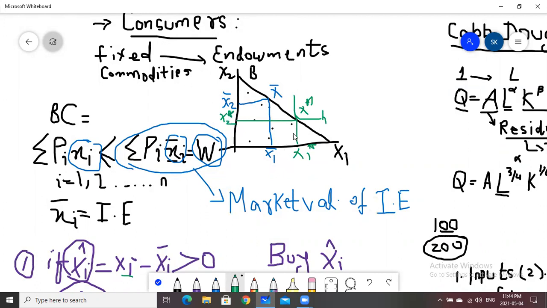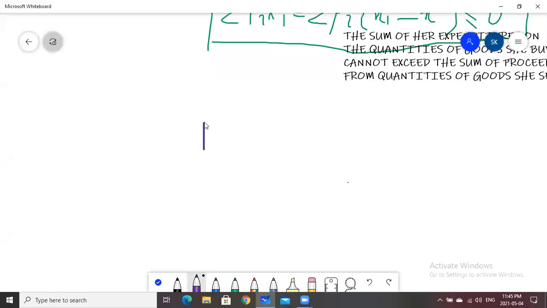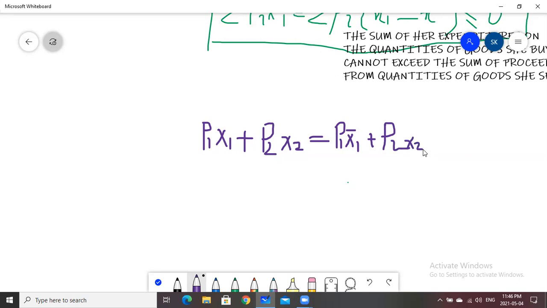Now let us look at this figure, and we will rewrite our equation. We have the two goods case, so our new equation is P1 X1 plus P2 X2, as whenever we write the budget equation, and it should be equal to P1 X1 bar plus P2 X2 bar. The bar values are the endowments, and this whole should be equal to W, the market value of initial endowments.